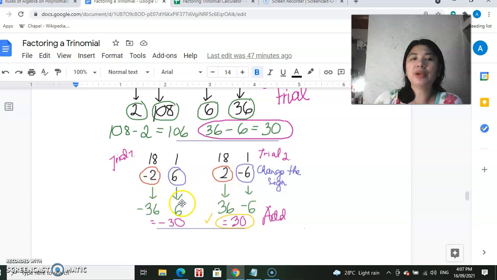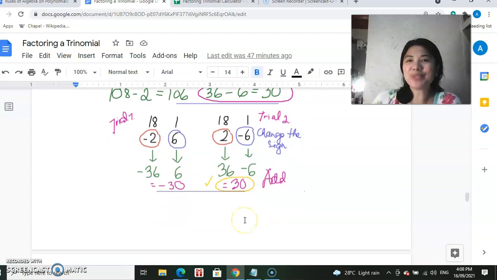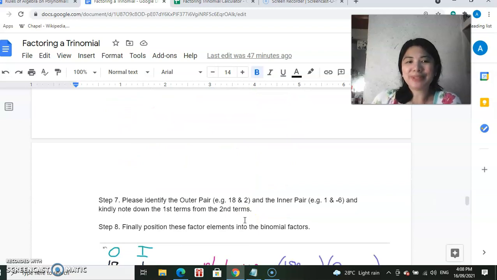So usbon mo and then multiply. 18 times negative 2 is negative 36. 1 times 6 is 6. And then 18 times 2 is 36. 1 times negative 6 is negative 6. And then we add na. Okay, wala absolute value. We add good. Follow the signs na good na. Okay, so negative 36 plus 6 is negative 30. But 36 minus 6 is 30. So we got the target sum because 30 is the numerical coefficient of the middle term.